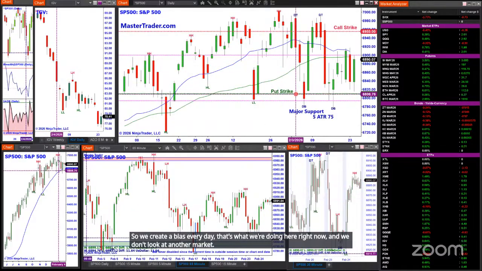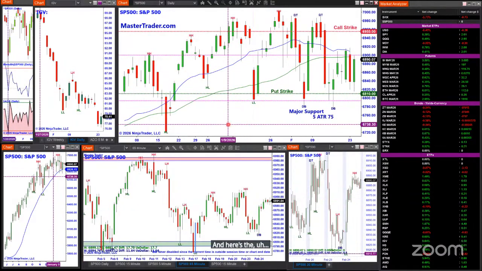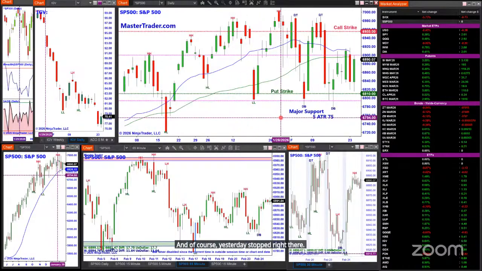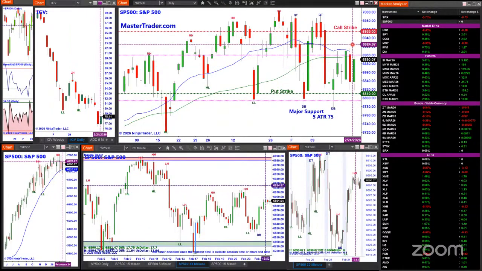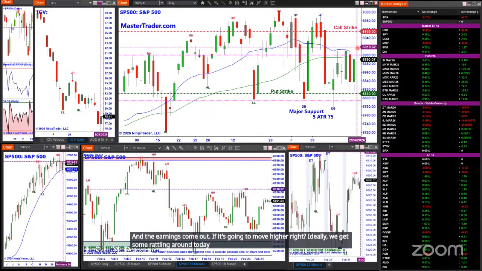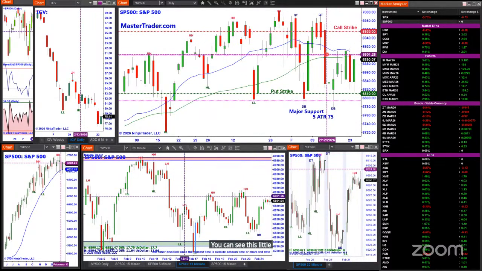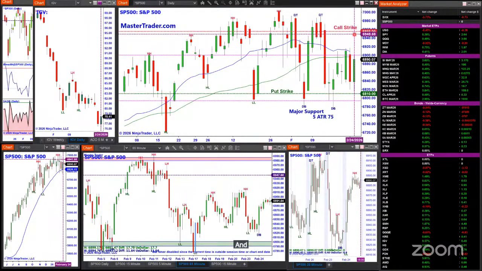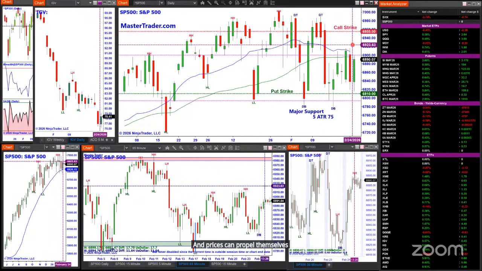And here's the SPX. 6,900 has been the middle of this whippy trading range for quite a while now. And of course, yesterday stopped right there. And so as we get through today and the earnings come out, if it's going to move higher, ideally, we get some rattling around today. You can see this little void because of this move down, and prices can propel themselves back up to the top of the trading range.